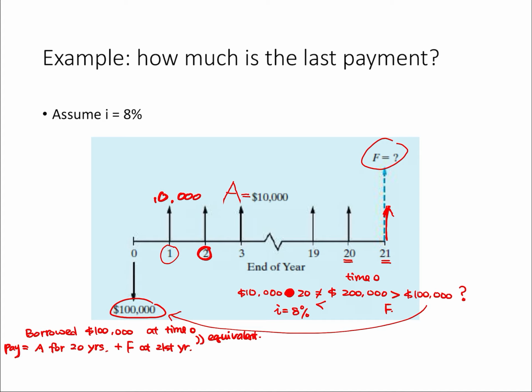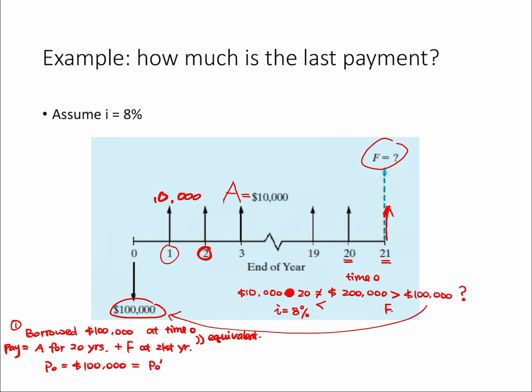So the first case is you borrowed 100,000. That's your P0, right? So your P0 is 100,000. That has to be the same as if you convert your payment plan, annuities for 20 years and a lump sum at the end of the 21st year, if you convert all of this back to time 0, you still have your P0 prime, which will be the same as P0.